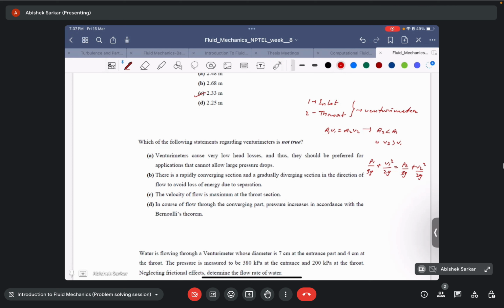Now I am saying that V2 is greater than V1, and thus in order to keep this equation conserved, since this sum is a constant, we need to have P2 lesser than P1. So the pressure decreases in the case of a subsonic flow through a converging section, and that's why this statement is not true. The pressure should essentially increase. Sorry, decrease. I'm really sorry. It should decrease.